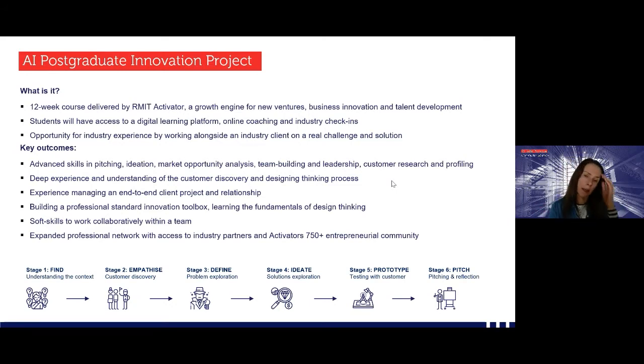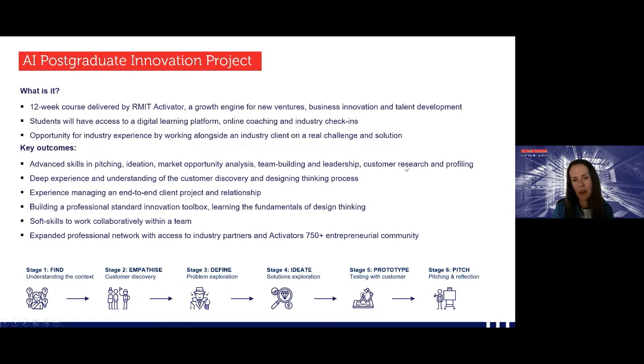So to say something about this, for those students who are opting for the project stream, the actual AI postgraduate innovation project is a 12-week capstone project typically in the final semester, and 24 credits for that. And it's delivered in partnership with RMIT Activator, a growth engine for new ventures, business innovation and talent development, leveraging that connection between industry and the university itself.